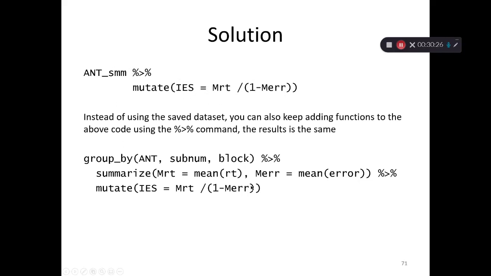You can also start from scratch, and instead of using the ANT summary data, you redo the group_by of ANT, you pipe it to summarize, and you pipe the result into mutate. So you see that with the pipe command, you can keep adding operations on the data one after the other. You're doing many things with 3 lines of code, but I think this coding is quite clear and readable. The first operation is grouping, the second operation is summarizing, the third operation is mutating.